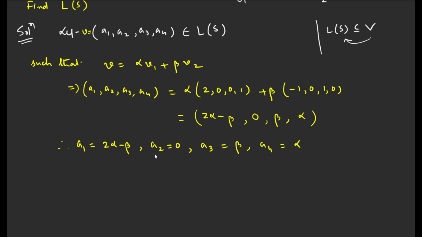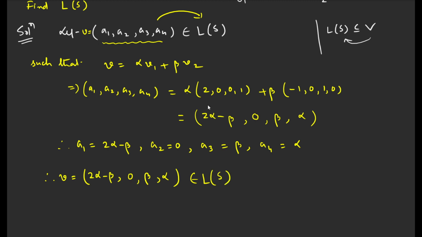Now see, A1, A2, A3, A4 is an element of L of S. So now we have got the values of A1, A2, A3 and A4. So what is the new form of V? A1 means 2 alpha minus beta, then A2 is 0, A3 is beta and then alpha. So this element will belong to L of S, because it is a linear combination. And this alpha and beta are from the field F, sorry, field R.